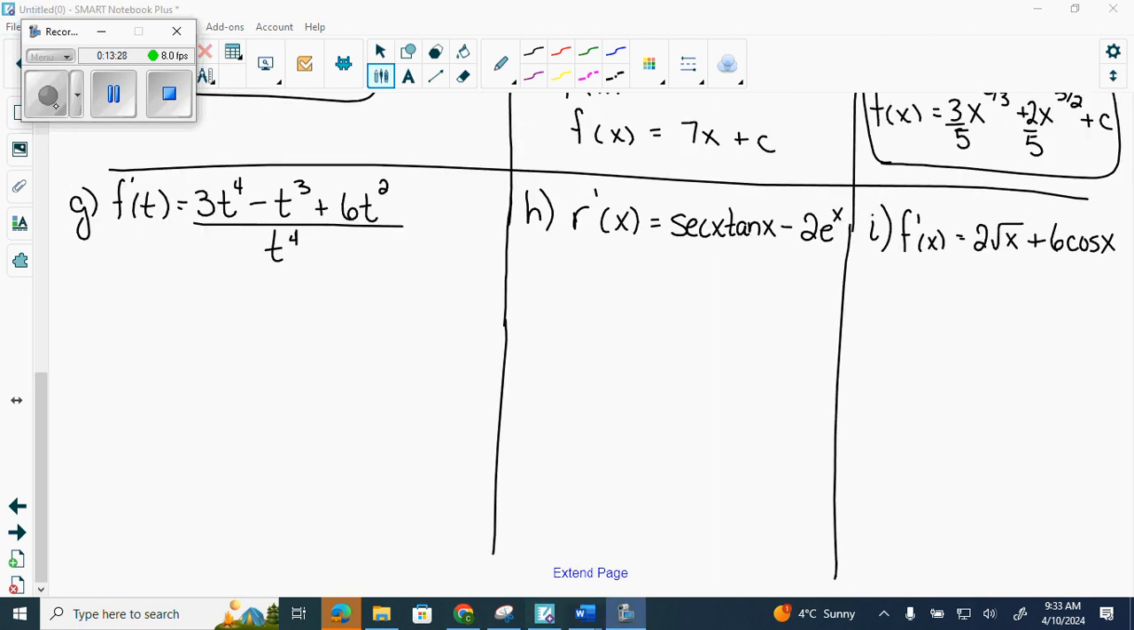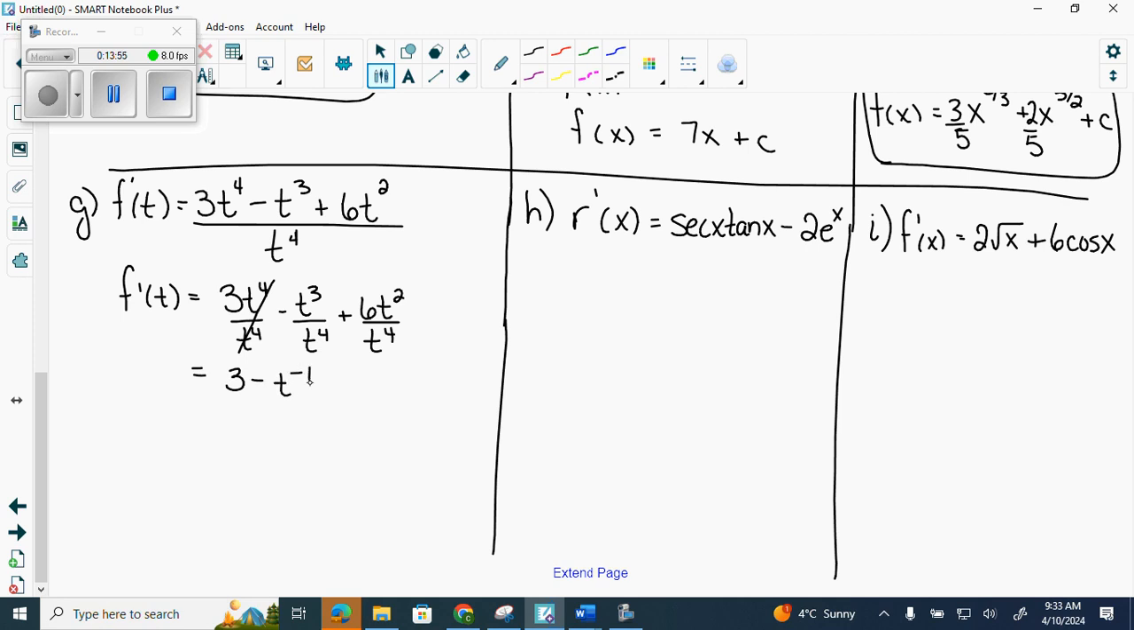All right. Is this in a form I can use currently? No, but I did teach you that if you have something over a monomial, you can split them all up into that monomial, over that monomial, not into it. So we have 3t to the 4 over t to the 4 minus t cubed over t to the 4 plus 6t squared over t to the 4. And so I get 3 minus t to the negative 1 plus 6t to the negative 2. And now it's in a form I can use. And I'm going to see if you made a move here. So, f of t equals what?